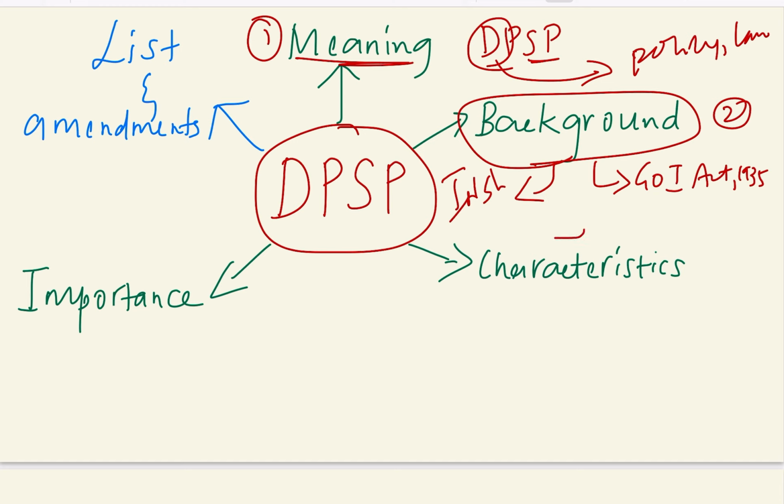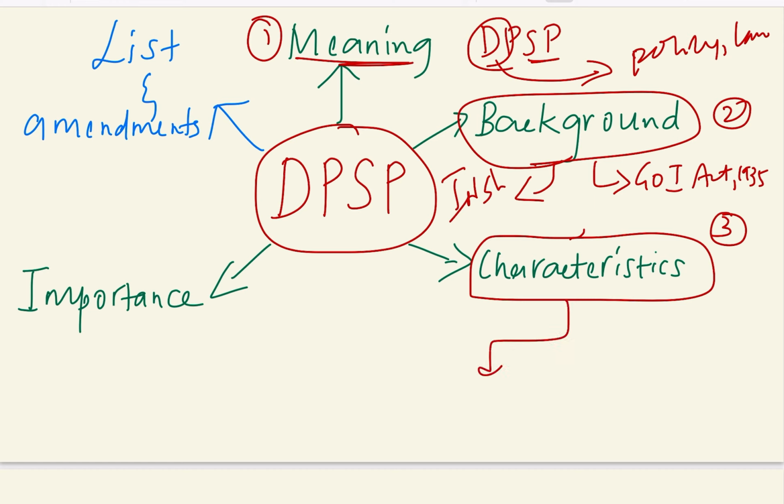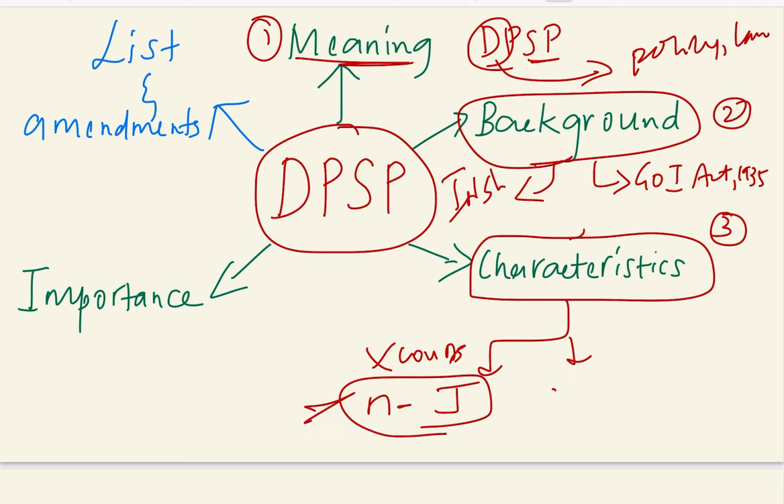The next is we had studied the characteristics of DPSP. While studying the characteristics, we studied that DPSP is non-justiciable in nature. That is, if there is some violation of directive principles, you can't go to courts and ask for the implementation of directive principles of state policy. Hence these are called non-justiciable. And directive principles of state policy is amendable. That is, you can make changes to the directive principles of state policy.